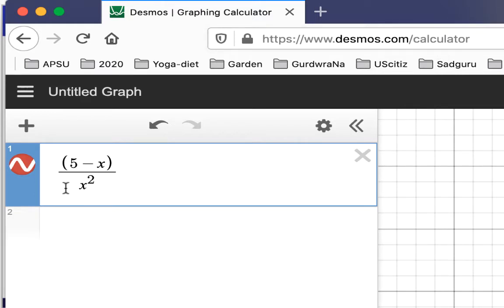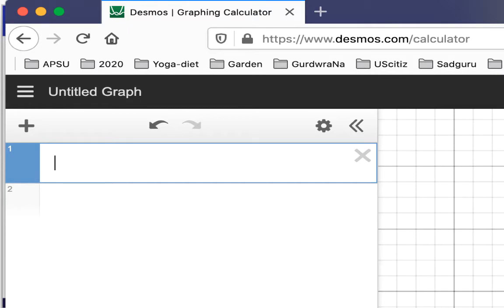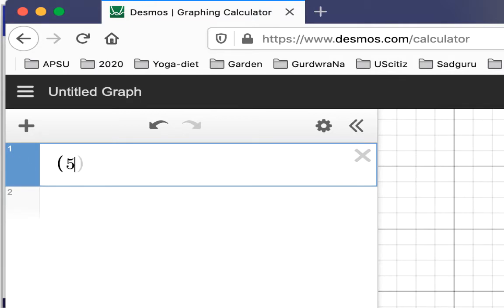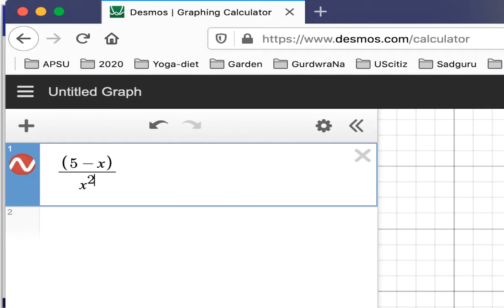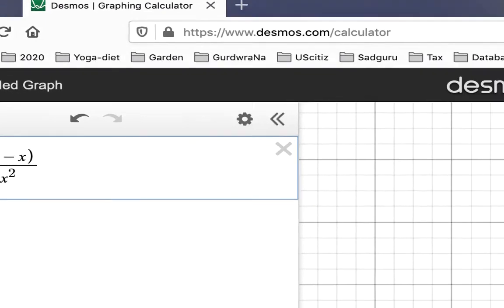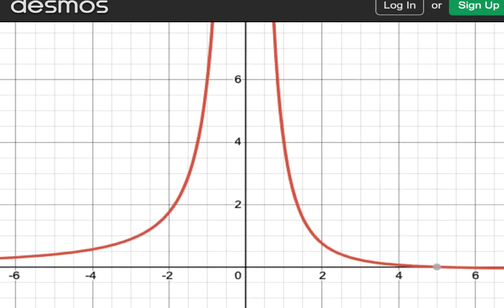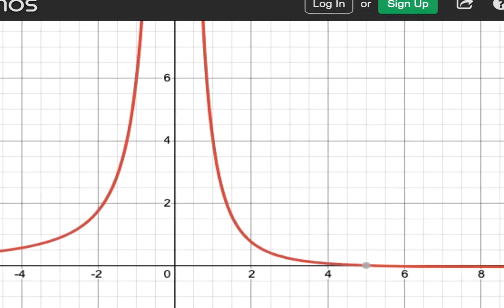So what I did was I literally wrote the function down over here, and I can show you again how to write it down. Because it's 5 minus x divided by x squared, you can use your keyboard to do it. It will help you with that. So I'm using my keyboard to do everything. 5 minus x over x squared, and as you're doing it, you will notice this is how the graph looks. And there are some buttons over here on the side.